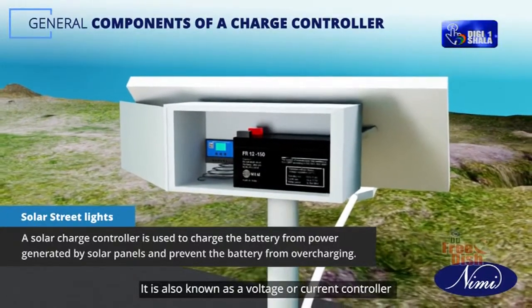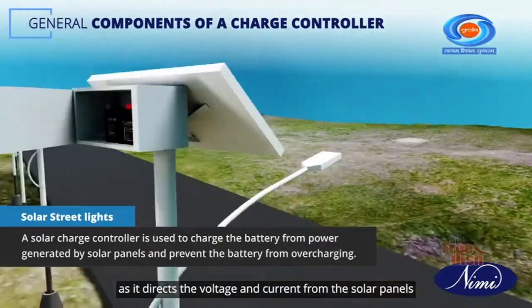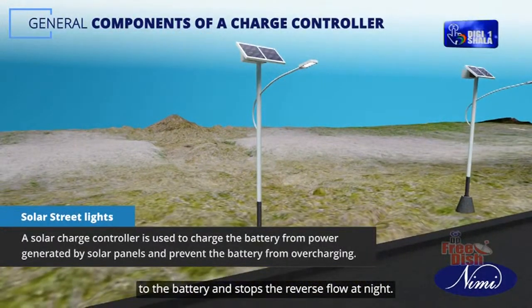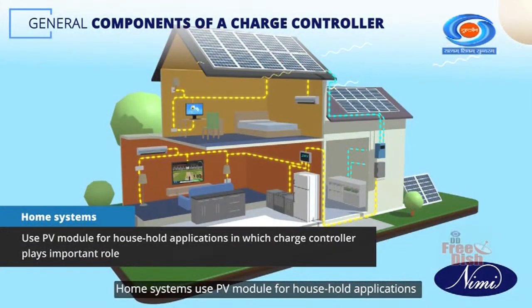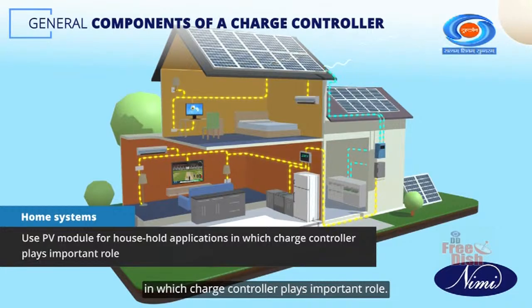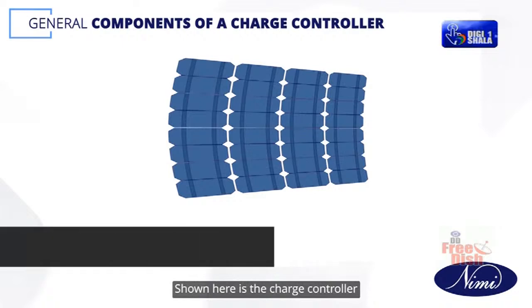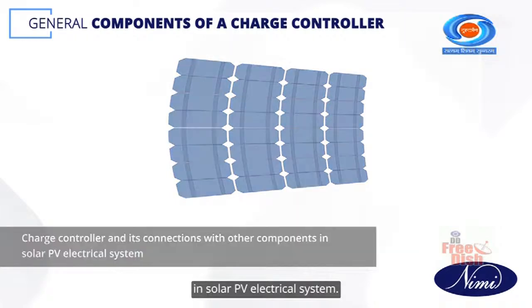It is also known as a voltage or current controller as it directs the voltage and current from the solar panels to the battery and stops the reverse flow at night. Home systems use PV module for household applications in which charge controller plays an important role. Shown here is the charge controller and its connections with other components in solar PV electrical system.